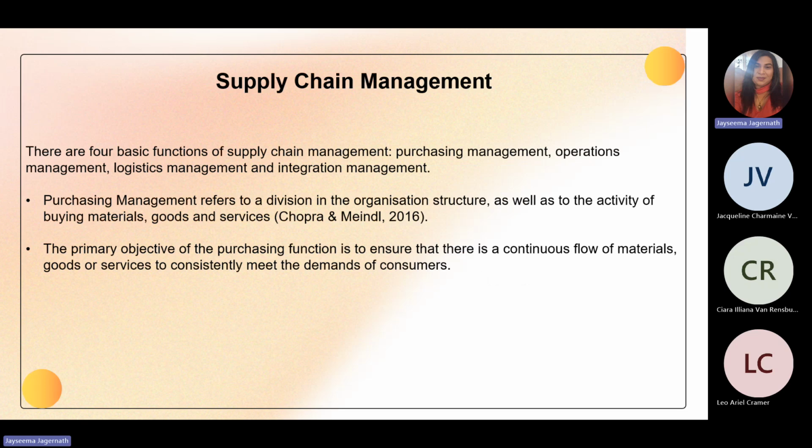Okay, so there are four basic functions of supply chain management. We look at purchasing management, operations management, which we discussed, logistics management, and integration management. For this course, you're just looking at purchasing management, and it's the structure that's put into place to buy your goods, your raw material for your goods and services. Okay, so purchasing has to make sure that there is a continuous flow of raw materials to make your products as well, so that you have a continuous flow of products to give to your consumers.